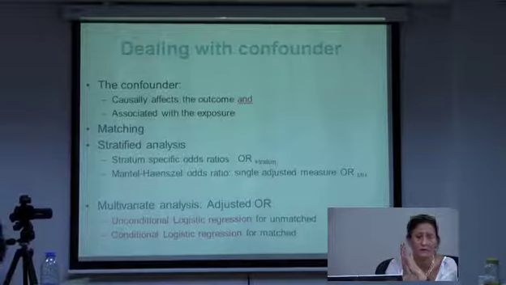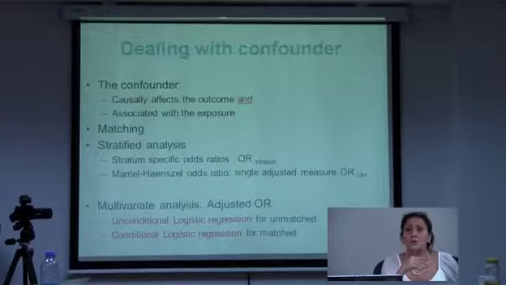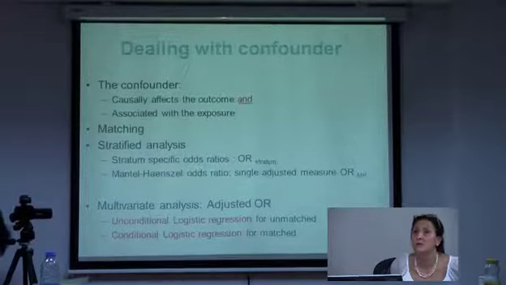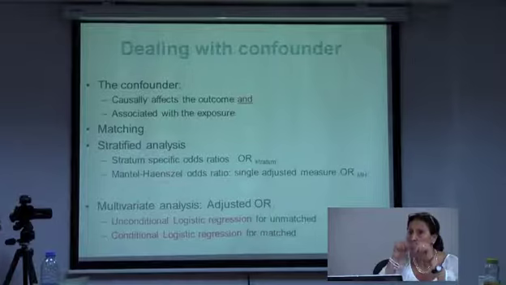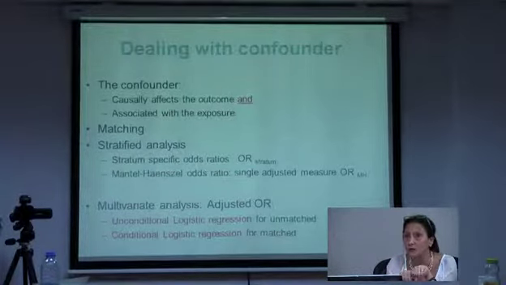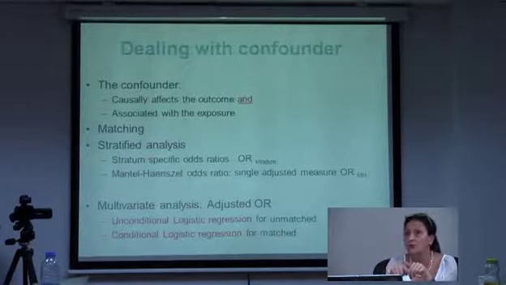And the third way of dealing with confounder is through the analysis, by doing multivariate analysis and coming up with adjusted OR. So the OR in a 2 by 2 table is called crude OR, or unadjusted OR. This is not accounted for control variables or confounders.